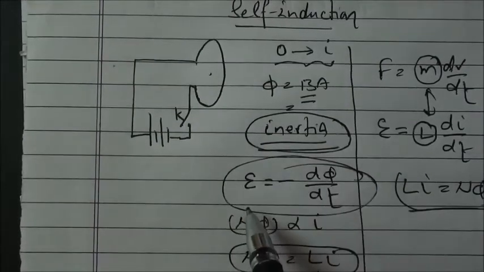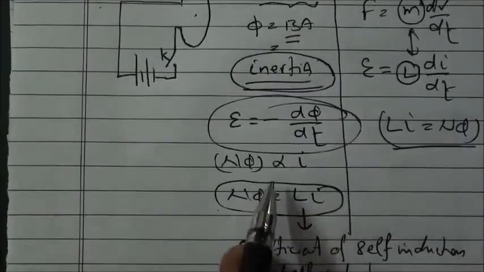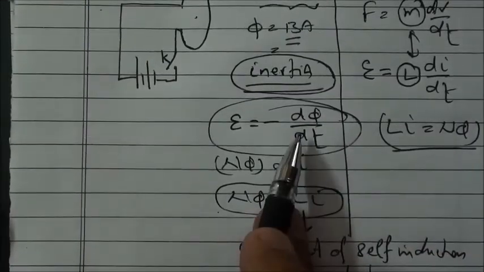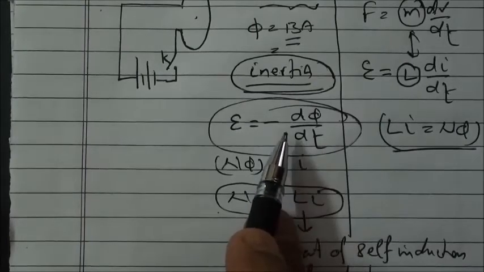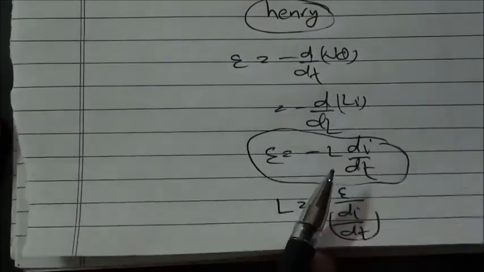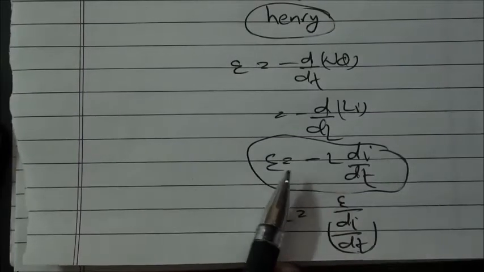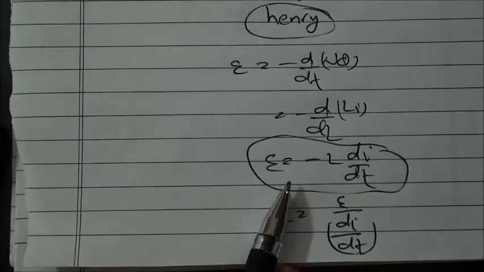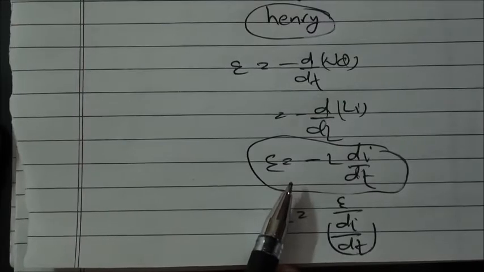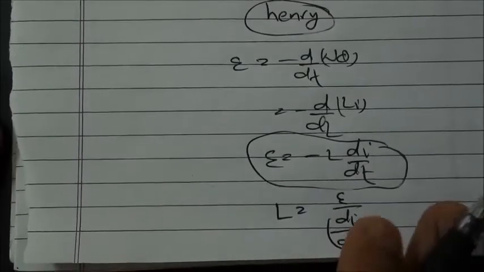Using Faraday's law, E is equal to dφ/dt, and we have written Nφ is Li, so I can substitute this Li here. L does not depend on time, so it can be taken out of the differentiation sign, and it becomes E is equal to minus L di/dt. The minus sign, we have done it earlier, tells about Lenz's law. The direction of induced EMF is such that the current produced by this EMF opposes the cause which produces it.